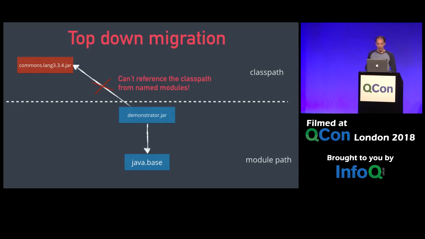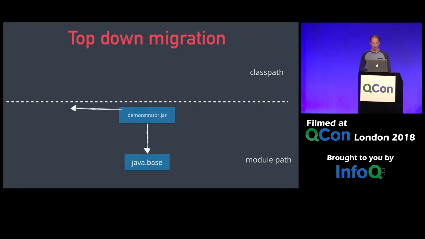But what if we want to make our demonstrator application into a real module on the module path in JDK 9? If we have to define the requires relation for this demonstrator jar, then we would have to express our dependency on this class path library, commons lang. But from a module, you can't reach the class path anymore. You can't reference the class path anymore. And that's a good thing, because we want all of the assurances of the module system. It wants to create a real module graph, and if we were still able to reference the class path, then all these promises of the module system would break down. So that's a good thing.